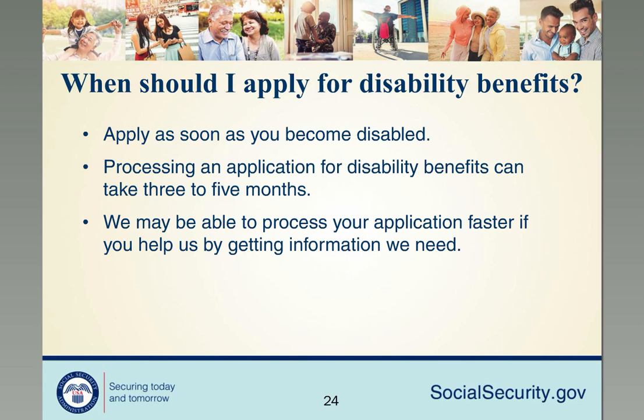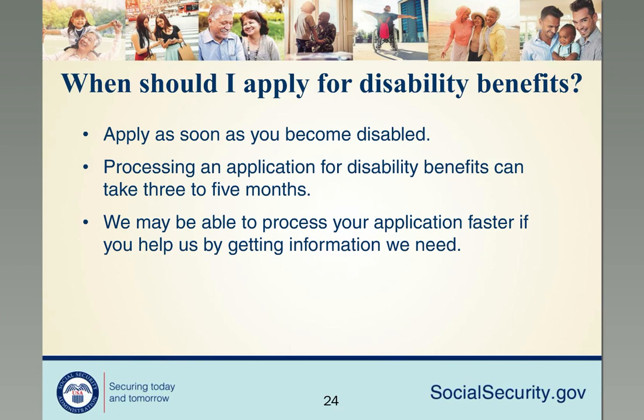Now then, I often get the question, when should I apply for disability benefits? You should apply as soon as you become disabled and you know that your condition is going to prevent you from working for at least 12 months. Processing an application for disability benefits can take 3 to 5 months. So you don't want to wait for 12 months to go by. You want to file as soon as you know that you're going to be disabled and out of work for an extended period of time.